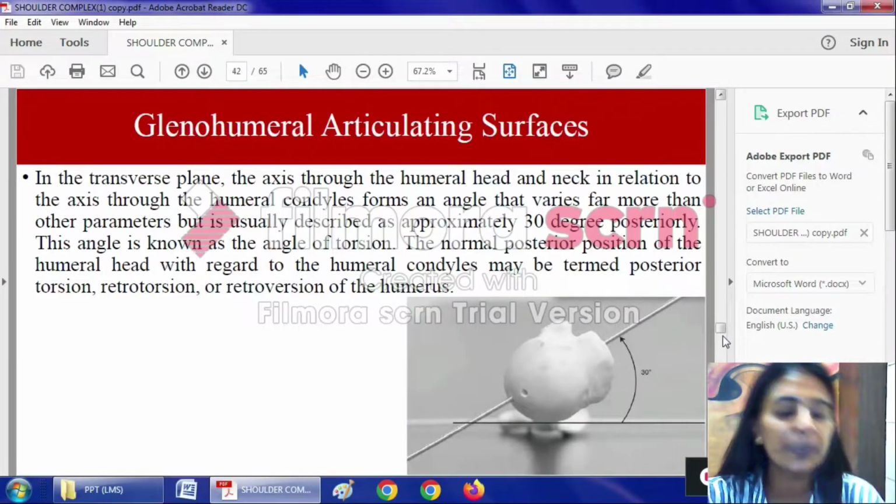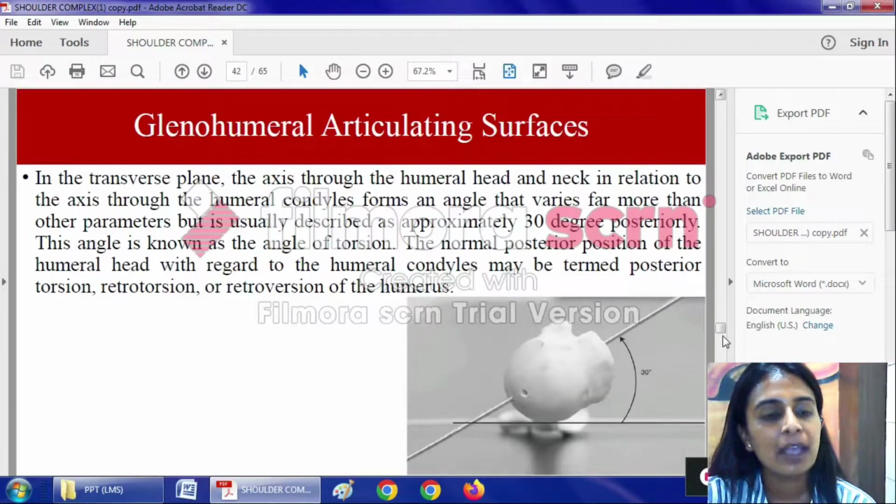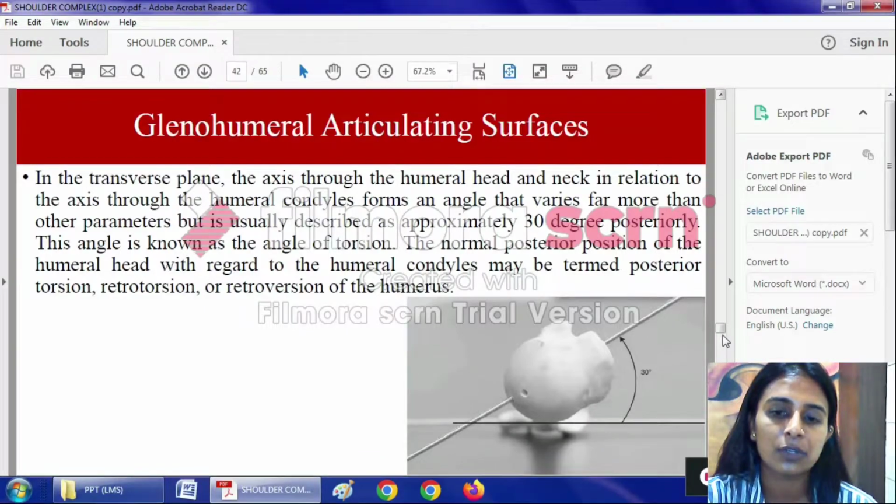Now, glenohumeral articulating surfaces. In the transverse plane, the axis through the humeral head and neck in relation to the axis through the humeral condyle forms an angle that varies far more than other parameters, but is usually described as approximately 30 degrees posteriorly. This angle is known as the angle of torsion. The normal posterior position of the humeral head with regard to the humeral condyle may be termed posterior torsion, retrotorsion and retroversion of the humerus.